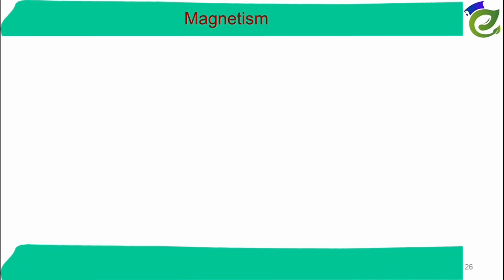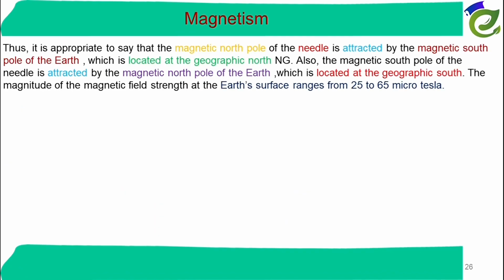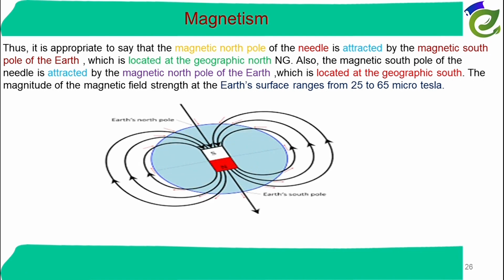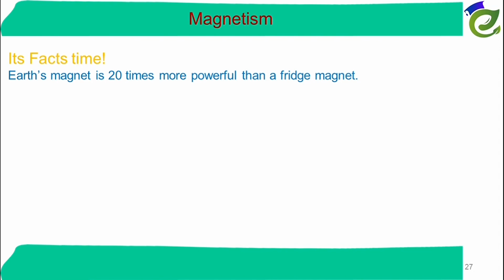So it's appropriate to say the magnetic north pole of the needle is attracted by the south pole of the Earth, which is located at the geographical north, and vice versa. Now, what is the value of the magnetic field strength of the Earth? It is 25 to 65 microtesla. So remember this magnitude, 25 to 65 microtesla. So that's all about this. Earth's magnet is 20 times more powerful than a fridge magnet.